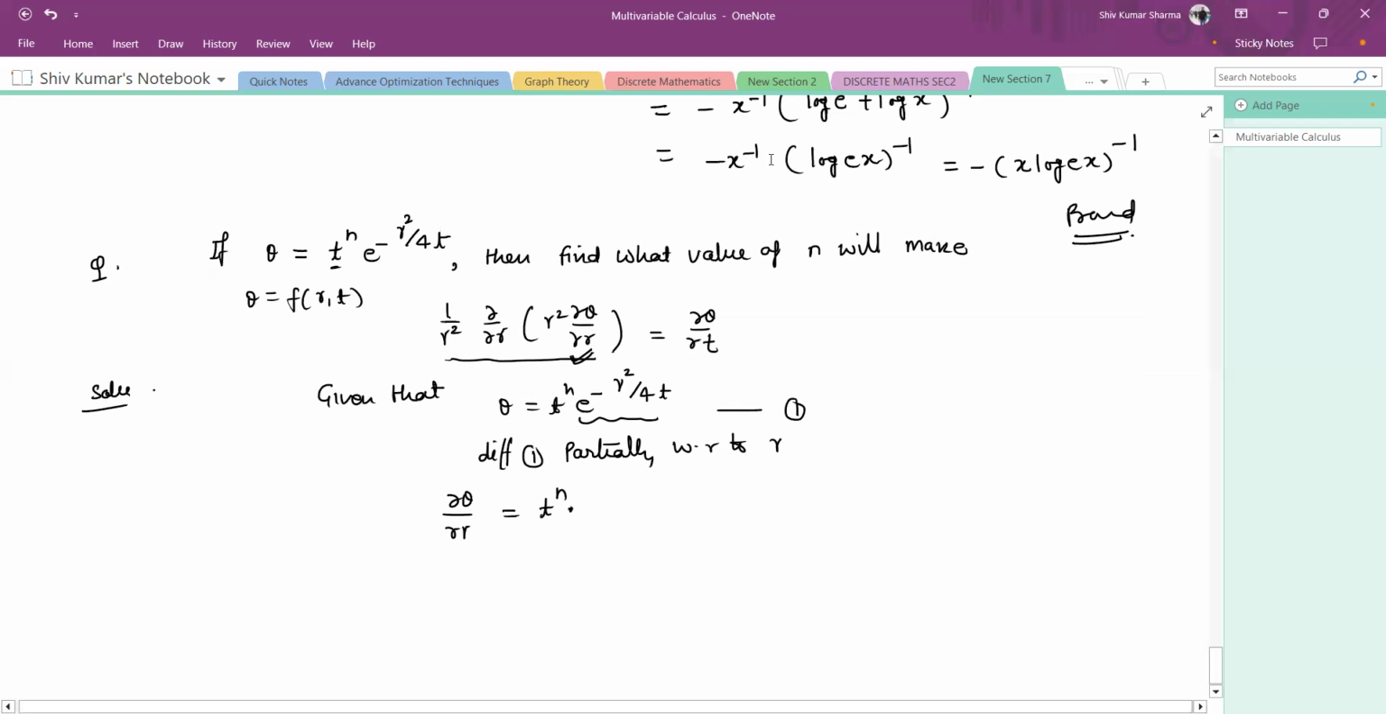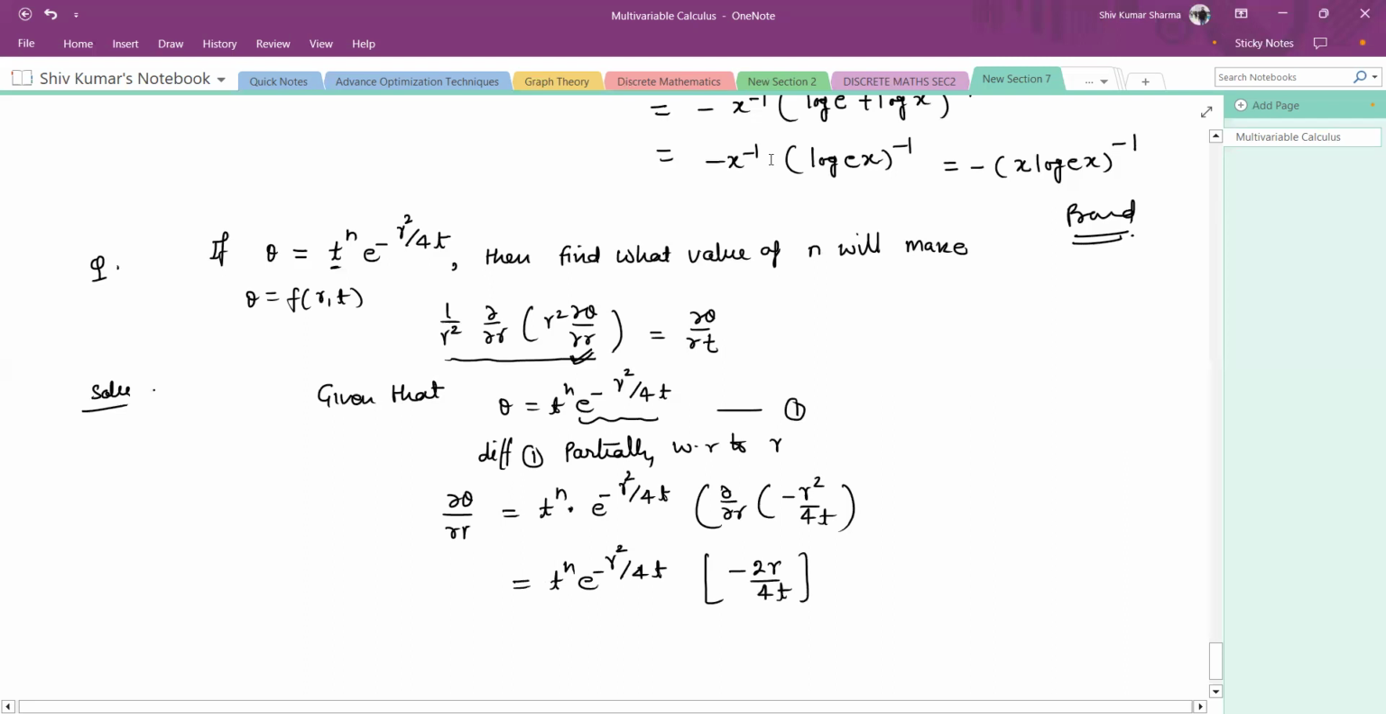the derivative of the second term. So the derivative of the second term is equal to e raised to the power minus r square upon 4t into the derivative of minus r square upon 4t. Okay, so differentiation of this term. So we write down this as t raised to the power n e raised to the power minus r square upon 4t into the differentiation of minus r square upon 4t with respect to r, which is minus 2r upon 4t.